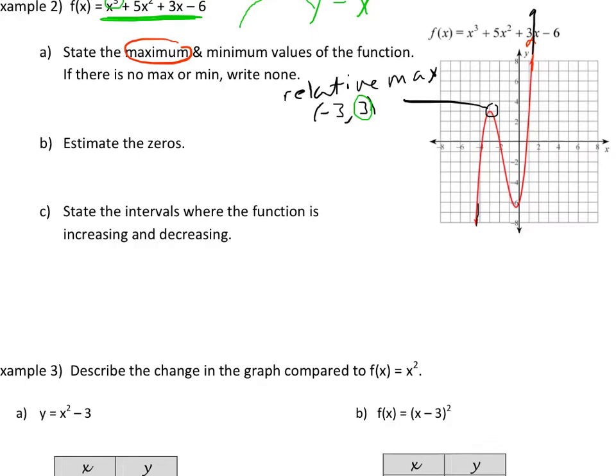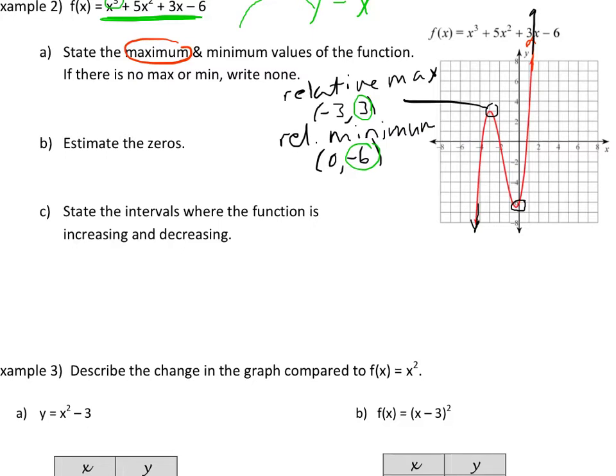There is no minimum because this goes on forever, downward, but we do have a point here that could be considered the relative minimum. Now the relative minimum coordinate is, and I'm going to approximate this now, 0, -6. And I know it's actually not 0, but we'll approximate right now. So at x = 0, the relative minimum occurs, and that relative minimum is -6.